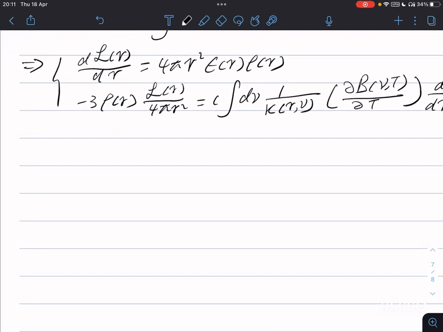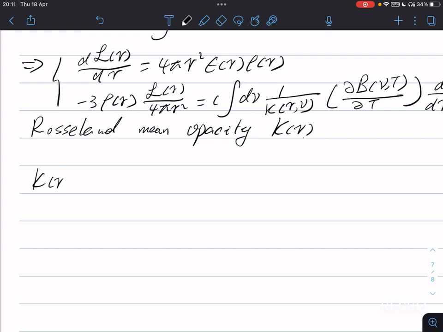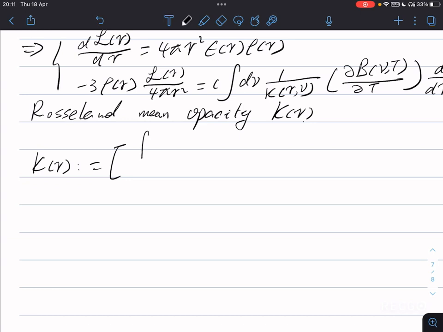Now define the Rosseland mean opacity chi r, whose definition is just the inverse of the average of the inverse of chi r nu with the weighting function partial B partial T. Chi r nu, weighting function partial B partial T.